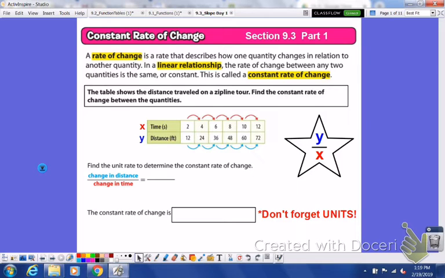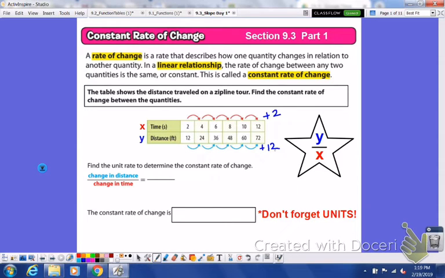The table shows the distance traveled on a zipline tour. Find the constant rate of change between the quantities. So if we look, our x value, 2 to 4, 4 to 6, 6 to 8, 10 to 12, we are adding 2 each time. Then our distance, 12 to 24, 36, 48, 60, 72, we are adding 12 each time.